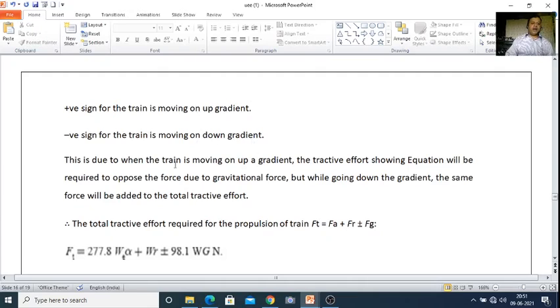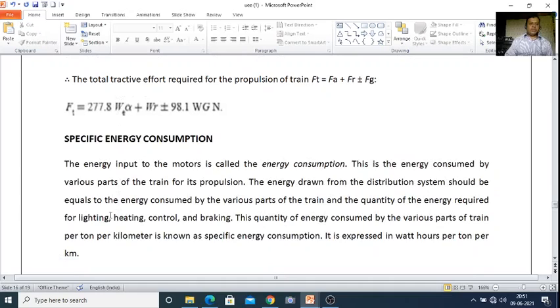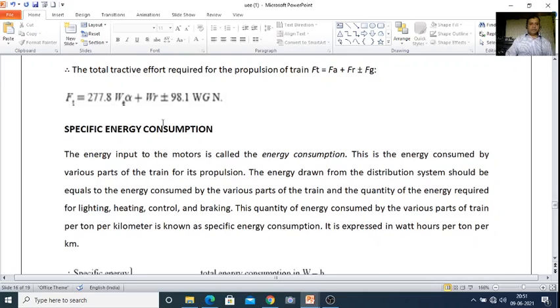This is due to the fact that when the train is moving on the up gradient, the tractive effort is required to oppose the force due to gravitational force. But while going down the gradient, the same force will be added to the total tractive effort. So the total tractive effort required for propulsion of train is given by Ft is equal to Fa plus Fr plus or minus Fg. And also we will have this equation Ft is equal to 277.8 W e alpha plus W r plus or minus 98.1 W G newtons.